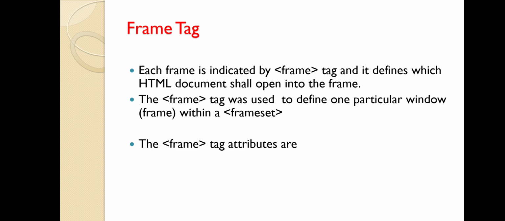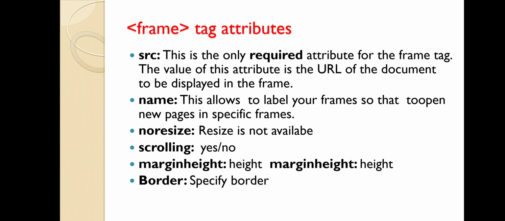After dividing the web page, we can load a different HTML document in each region. This is done by the frame tag. The frame tag is used to load a different HTML document in each region. The frame tag is used to define one particular window within the frameset. The frame tag attributes are SRC, that denotes the HTML path. What document can be loaded in that region is denoted in the SRC attribute.